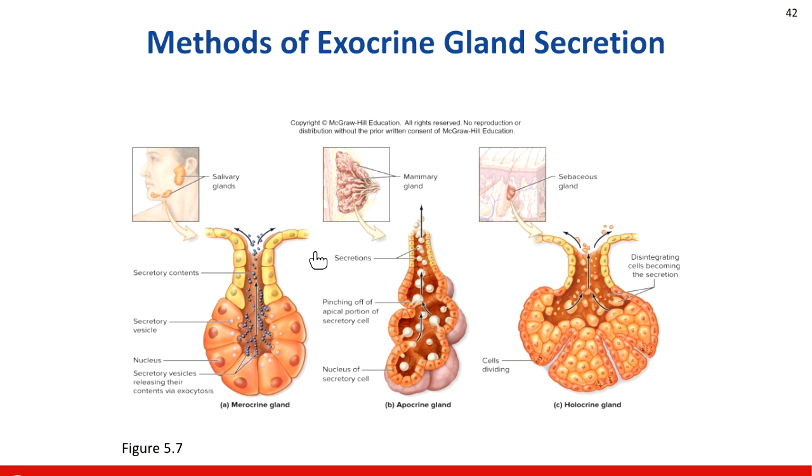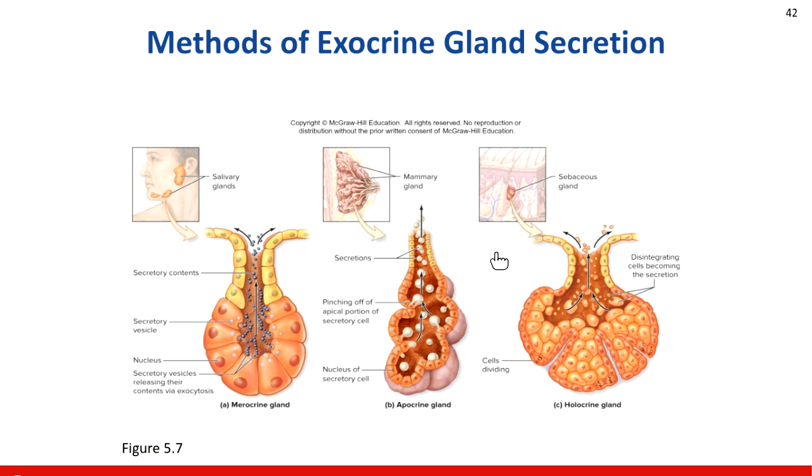When we talk about the apocrine gland, the top portion of the cell actually will pinch off. You can see these bubbles forming off the tops of these cells here. So the top portion of the cell pinches off, and whatever is inside that bubble, including the cell contents, then becomes the secretion. We see that in structures like the mammary glands and the ceruminous glands in the earwax.